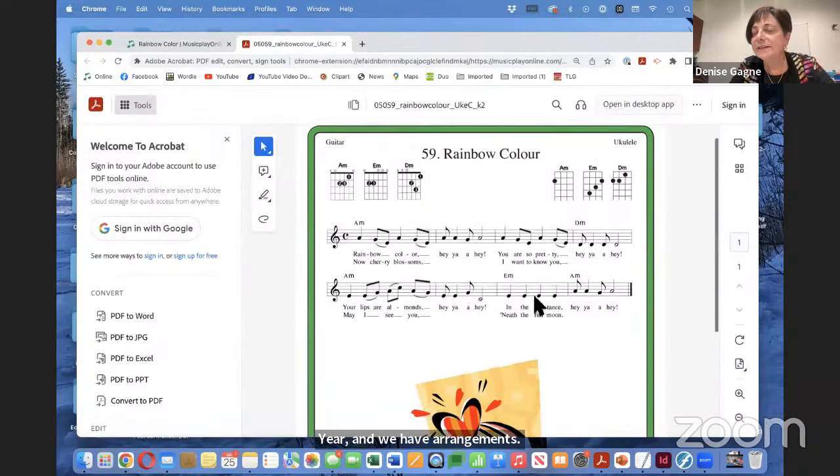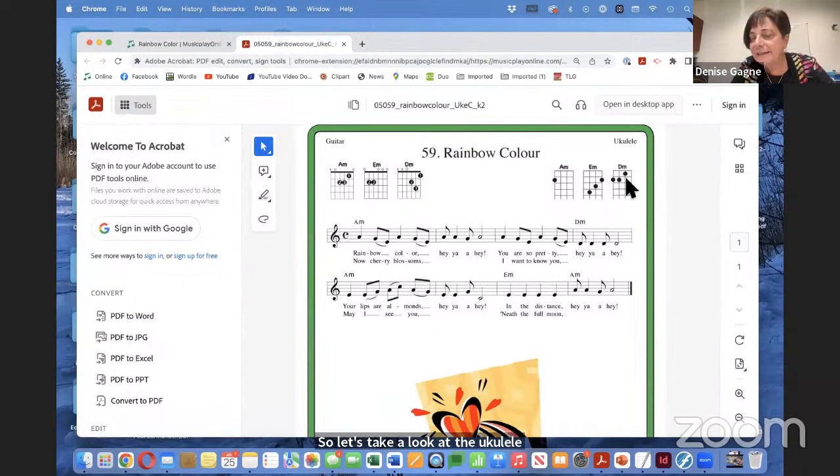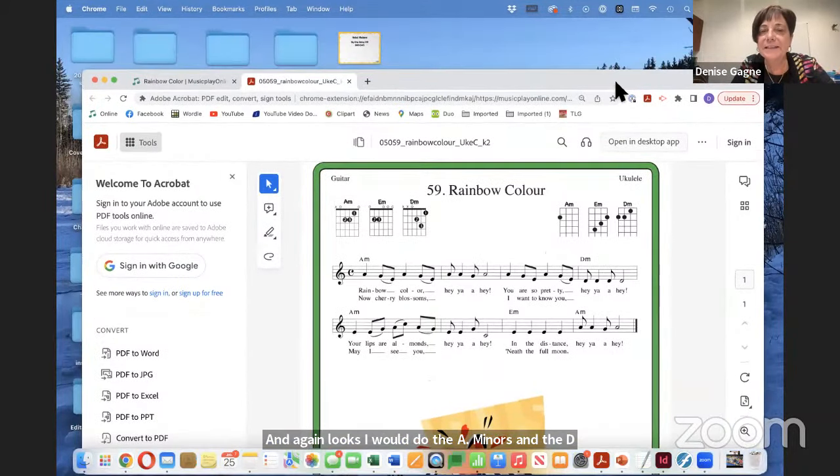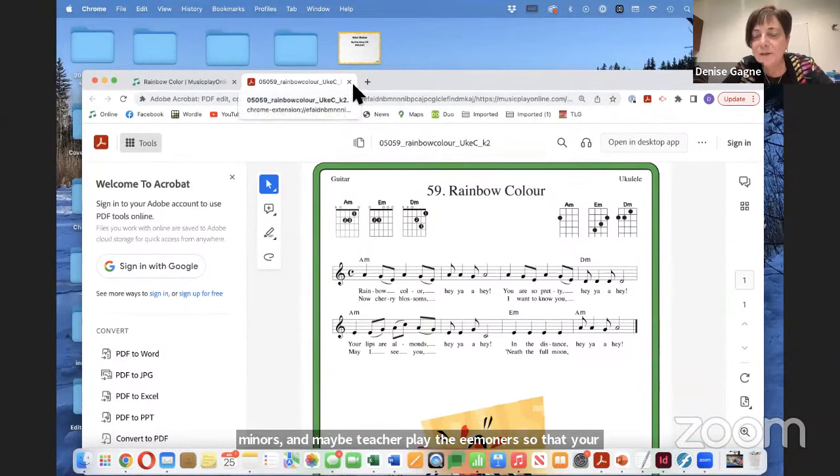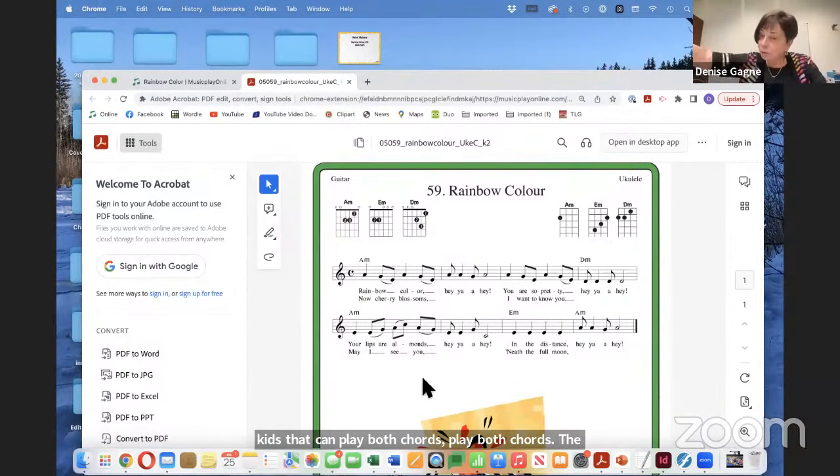And again, I would do the A minors and the D minors, and maybe the teacher plays the E minors so that your kids don't have to do it. When I'm doing a song like that, I would have the kids that can play both chords, play both chords. The kids that can't, you play the A minors, you play the D minors. And maybe you've got a few really strong kids that could play the E minors.